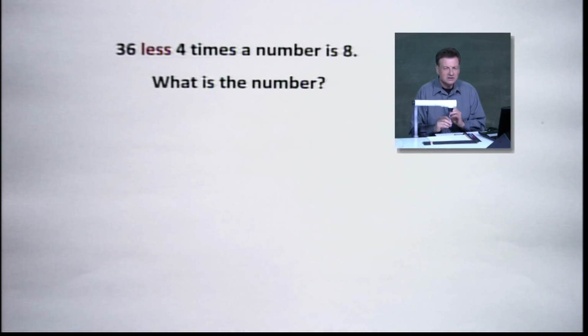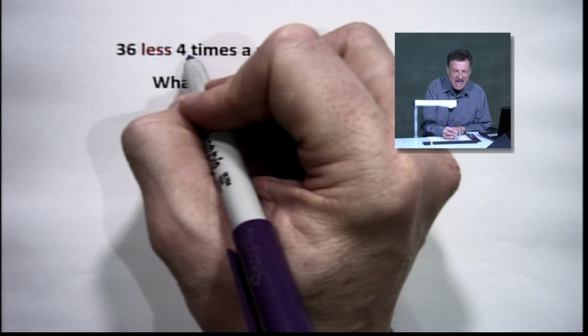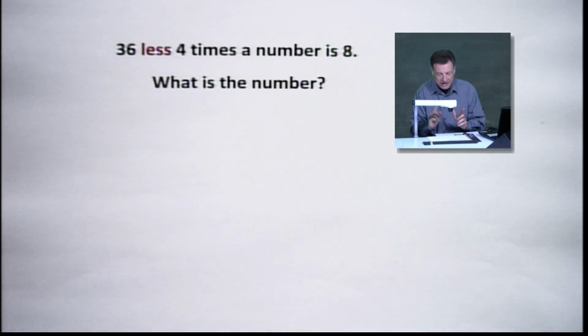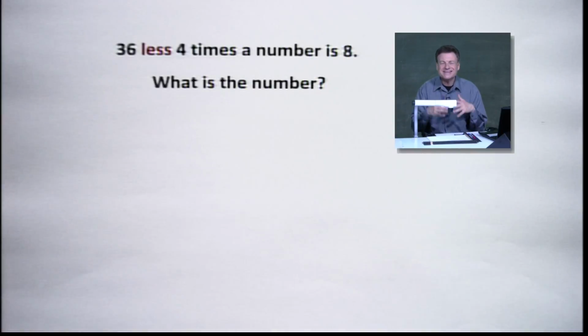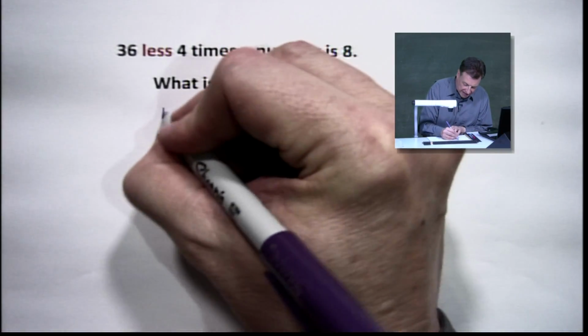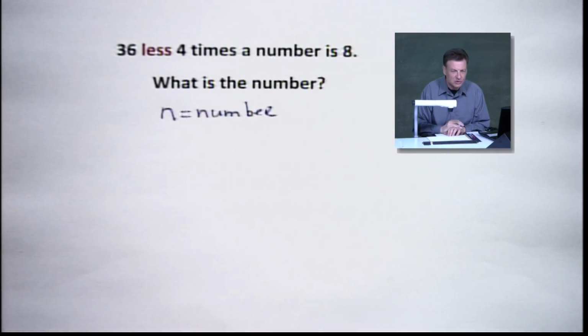Ooh, you say, Ernie, that looks like the same problem with one exception. I highlighted only one word because there is not a "less than" here. So here what we're basically saying is 36 less 4 times the number. That's just like saying 36 minus 4 times the number is 8. So we're going to let n once again equal our number. That's good news.